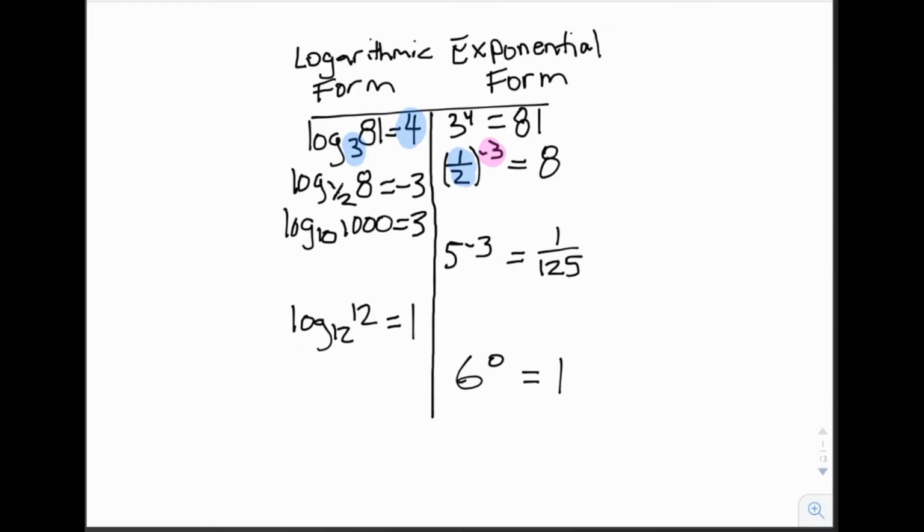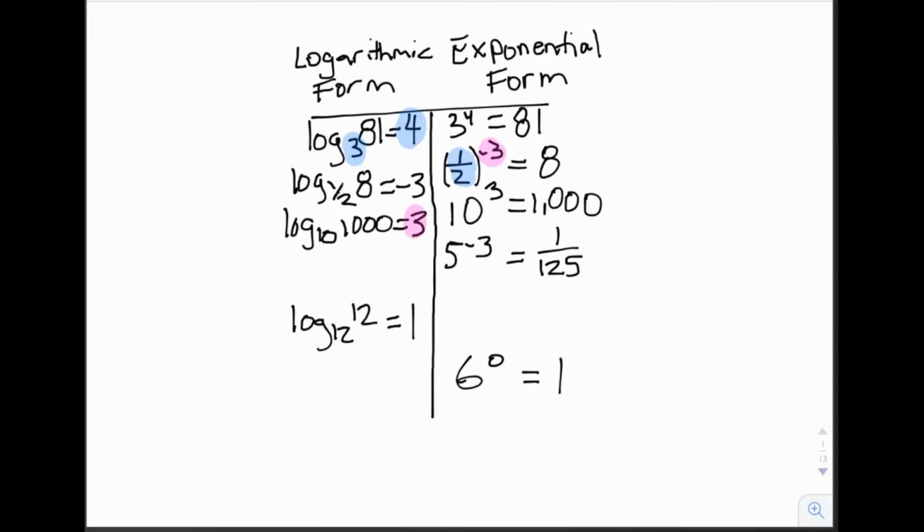So log base 1/2 of 8 is equal to -3. Again, let's try to go from that logarithmic form into that exponential form. So our base is 10, so we have 10 raised to, in this case our exponent is this 3. So 10 raised to the 3 is equal to, what we have left over is that 1000, which again makes sense.